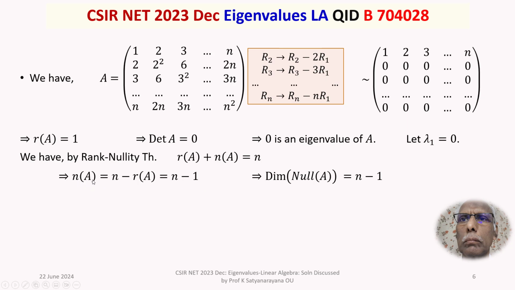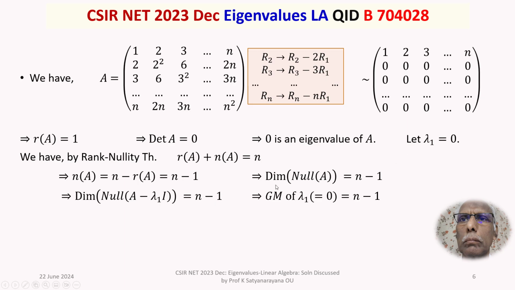And what is the nullity of A? The dimension of the null space of A, that is n minus 1. Now, in this null space of A, if I take lambda 1 is equal to 0, this is the null space of A minus lambda 1 I, because lambda 1 is 0. So, this will imply the dimension of the null space of A minus lambda 1 I is equal to n minus 1, because lambda 1 is 0.